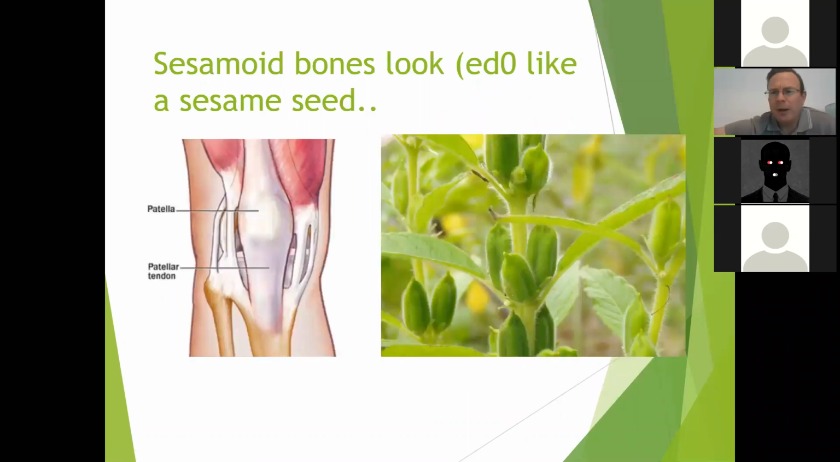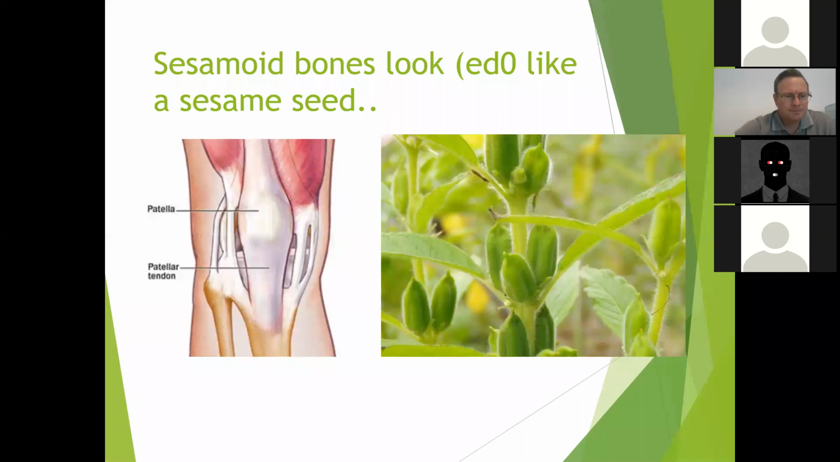So I talked a little bit about these sesamoid bones. The picture on the left-hand side is a knee. Can you tell if it's the left or right knee? Left or right? What's it going to be? Anyone? Okay, it's going to be a right knee, isn't it? So yeah, well done, Jace. It's a right knee.